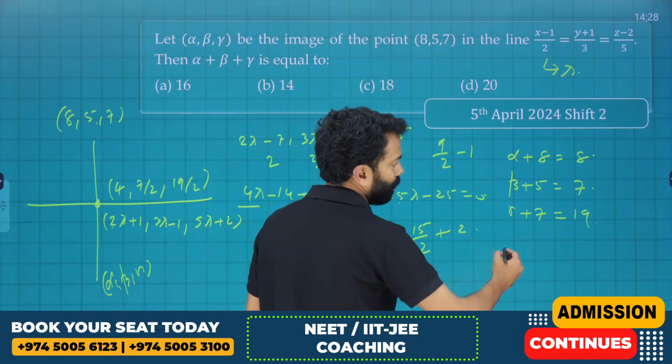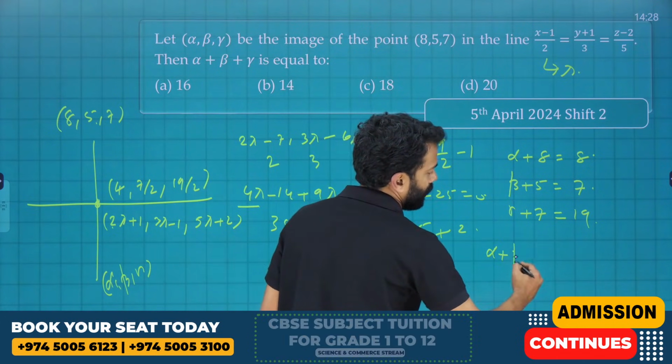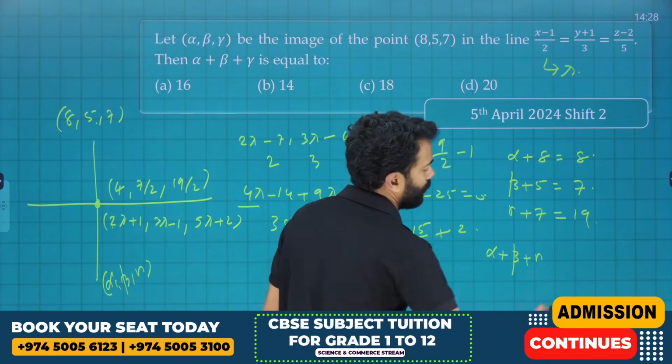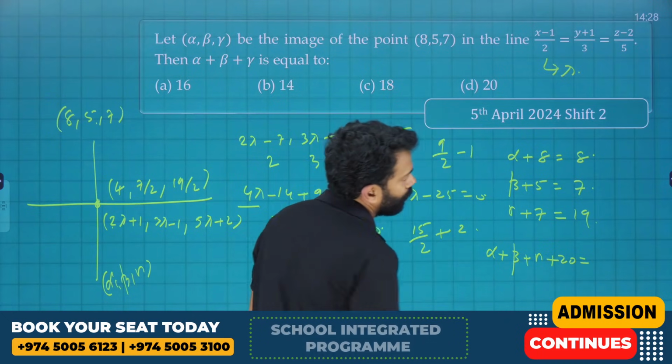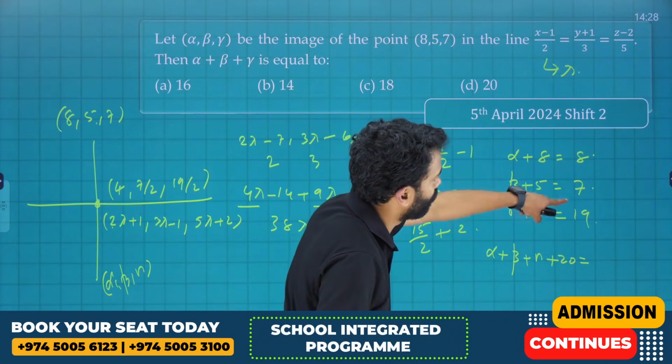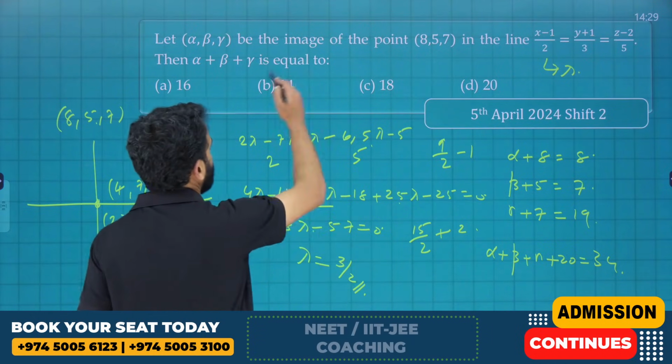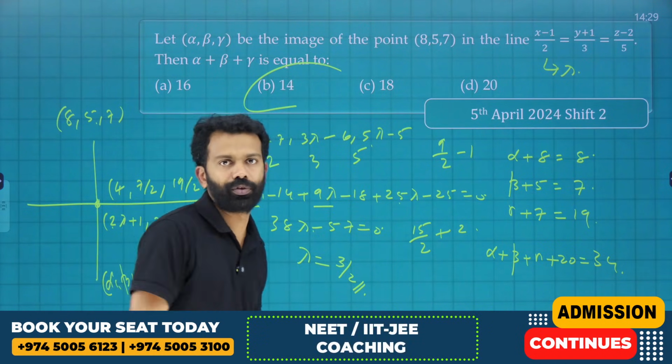Okay, so if you add it up, you will get alpha plus beta plus gamma. This is 13, 20, right? Plus 20 is equal to 34. Therefore, alpha plus beta plus gamma is equal to 14. 14 is the final answer for this one. Okay.